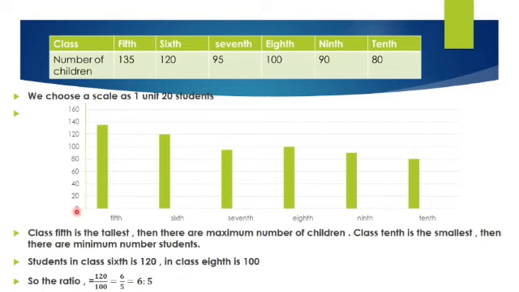It means 1 unit includes 20 students. In that way the scale starts from 0, then 20, then the next one 40, 60, 80, 100 and 120, 140 up to 160. Then in class 5th there are 135 students. How can we make 135 when 1 unit is 20 students? Then 1, 2, 3, 4, 5, 6. 6 units means 120 students are included.